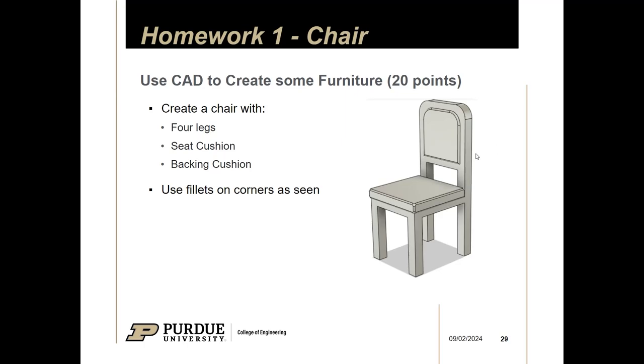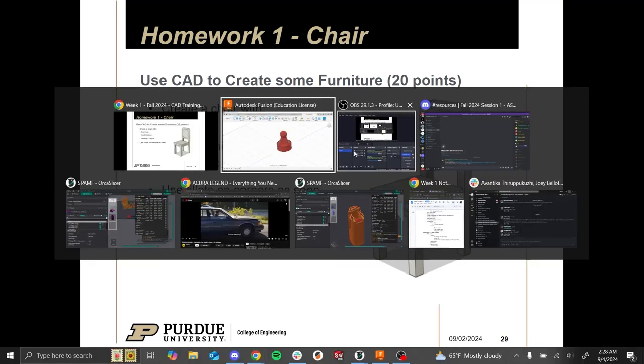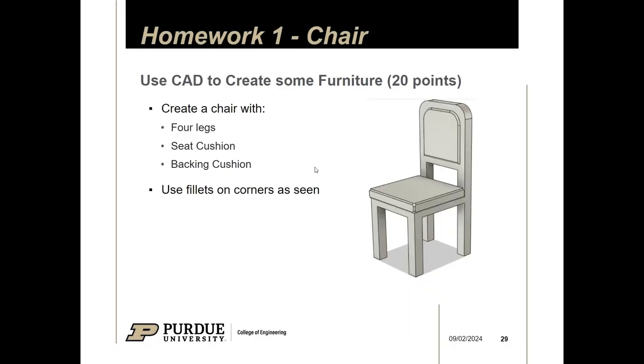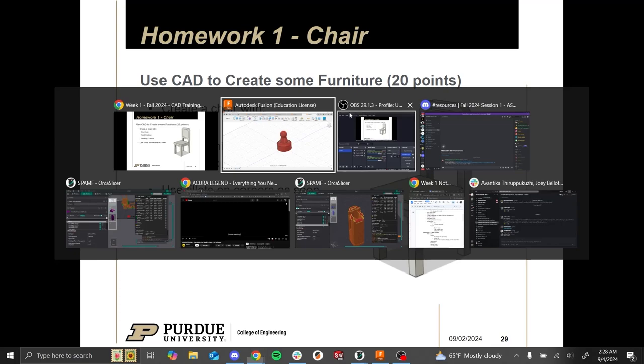So you can see that what we learned today should be applicable to the homework. Make sure you use fillets for this. Adding fillets will make your chair less sharp, look maybe a little bit more organic. But other than that, you have free reign to make whatever you like.